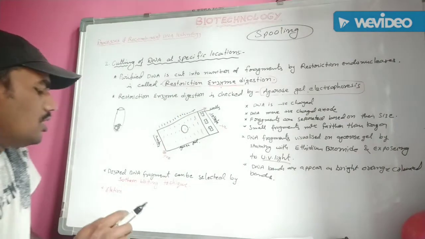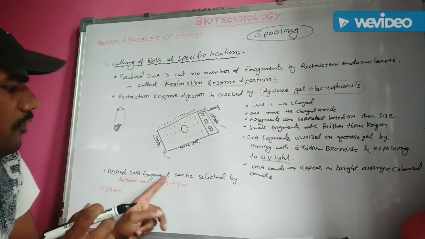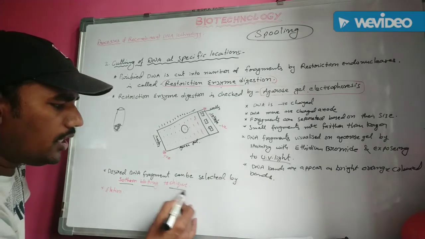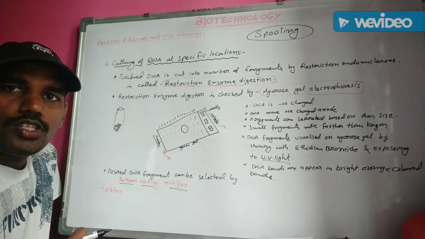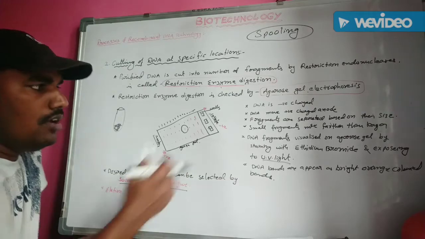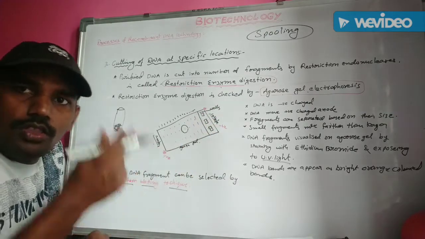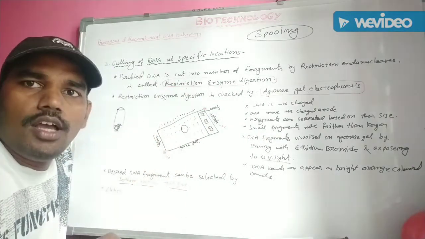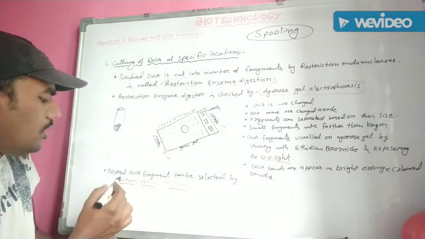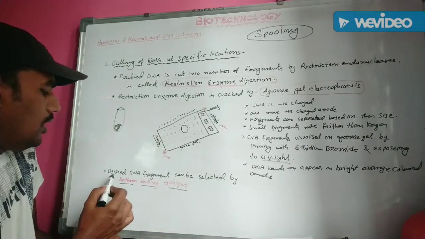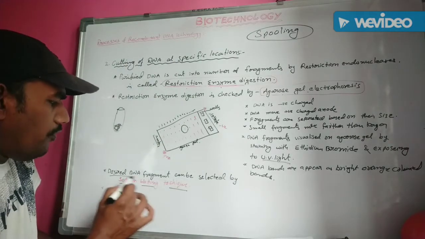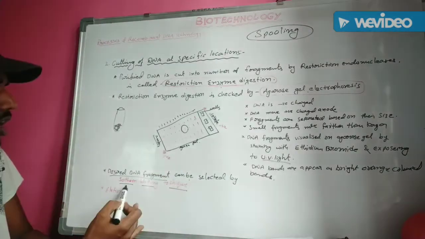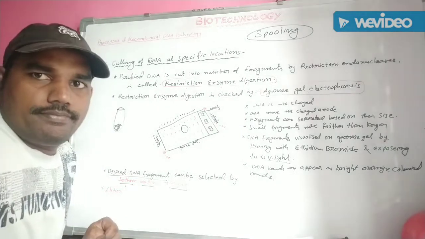Dispersed DNA fragments can be selected by the Southern blotting technique. We have separated the DNA fragments. To find out where the wanted DNA is and where the foreign DNA is, the desired DNA fragment can be selected by one of the methods. That one is the Southern blotting technique.